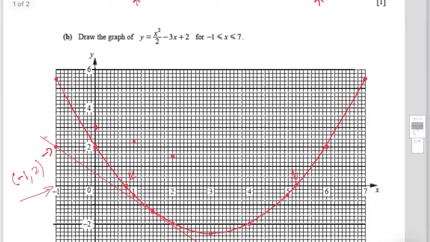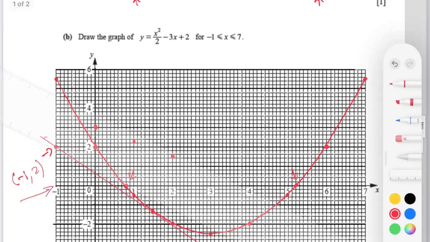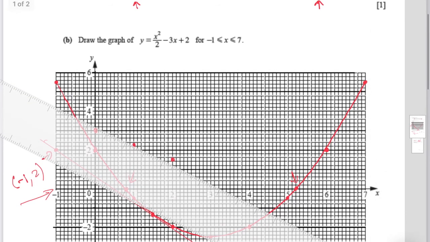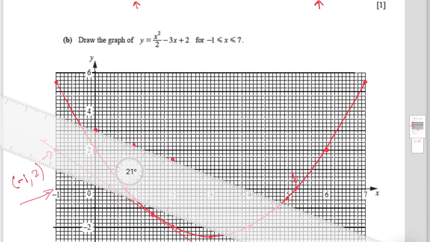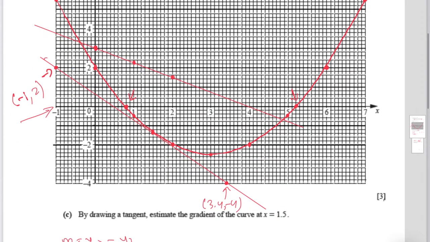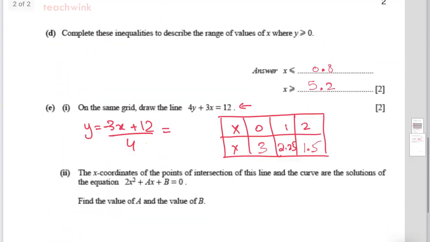Yeah, now let's draw a straight line. This is perfect. Let's draw a straight line passing through these points. So it is going to go like this. Okay, the points of intersection are at this point right here and at this point right here. Okay, now we've drawn the line. Let's do the next part.